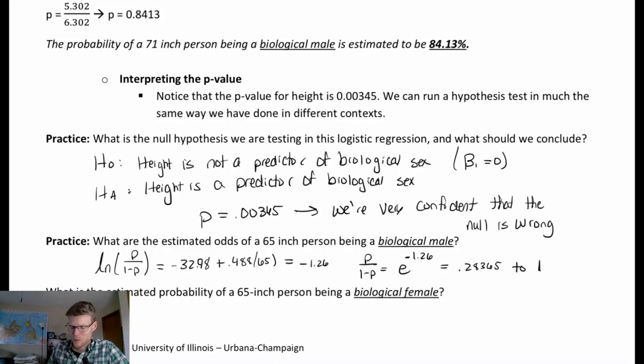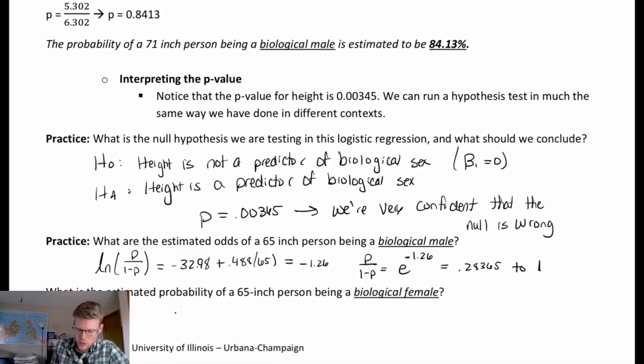All right, what is the estimated probability of a 65-inch person being a biological female? We can use this information now to solve for the probability. If you remember this trick, we can take the odds divided by odds plus 1 to turn this into a probability. But that would work if you're finding the probability of them being biologically male. If you remember that the probabilities for each category should add up to 1, I can do that and then just take 1 minus that value to get the probability for female in this case.